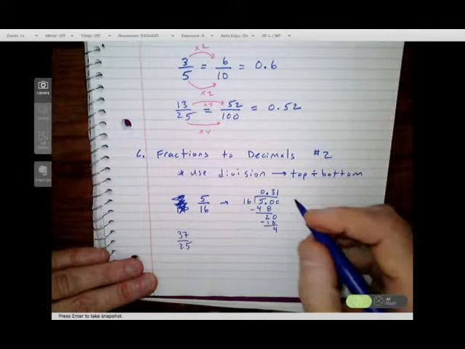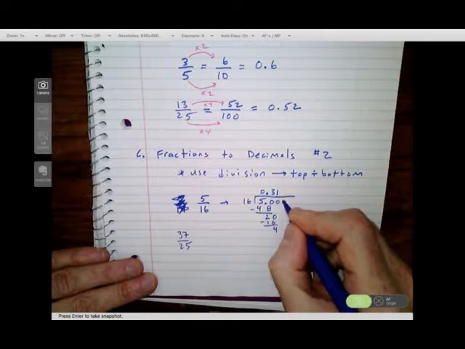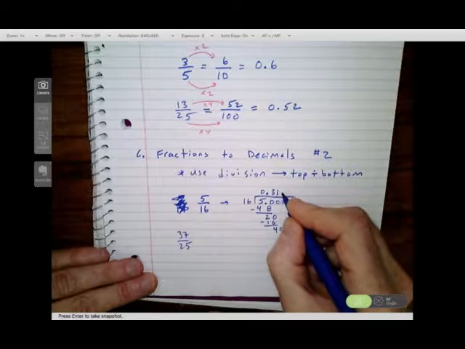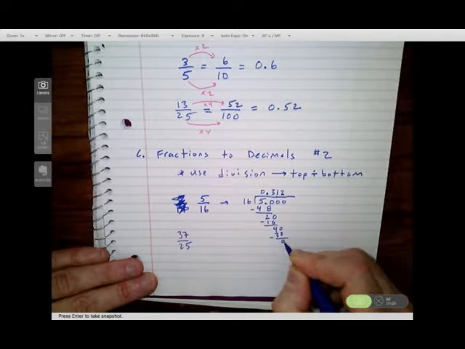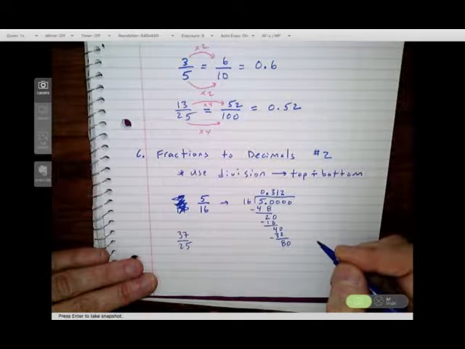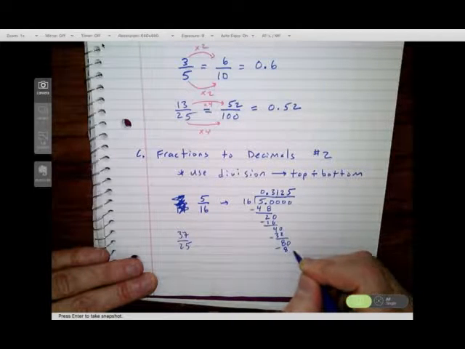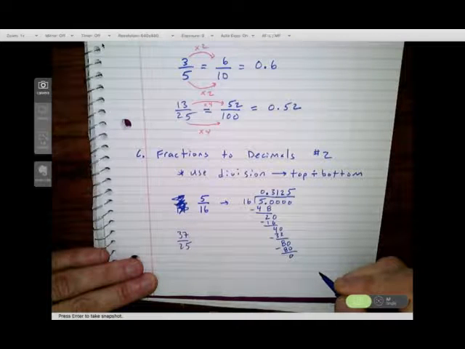Okay, well, I got to keep going. So I'm going to make my division line a little longer. I'm going to add a 0, drop it down. How many 16s go into 40? Well, 2 of them do, and that's 32. Subtract, I got an 8. And then add one more 0, drop it down. I have 80, and I know that 16 times 5 is 80. So I'm going to be done because I'm all finished. There's nothing left at the bottom except for a 0.